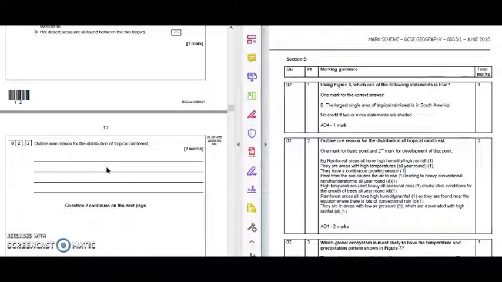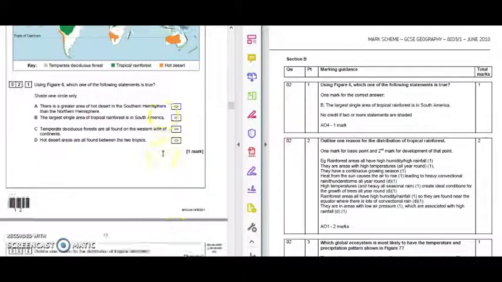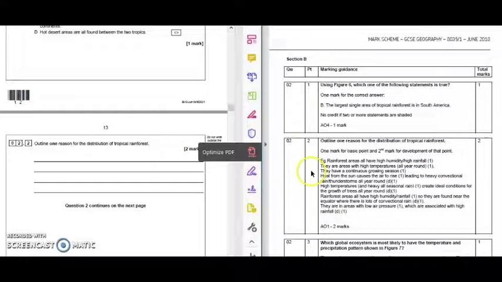Outline one reason for the distribution of tropical rainforest. So basically, why are rainforests found on or very close to the equator? So probably the most common answer here is linking it to the climate. Rainforests all have high humidity, rainfall, or temperature all year round, which is great for growing vegetation and plants very, very quickly.